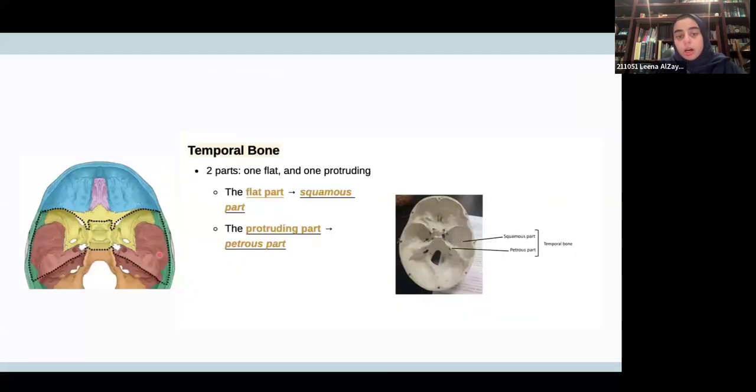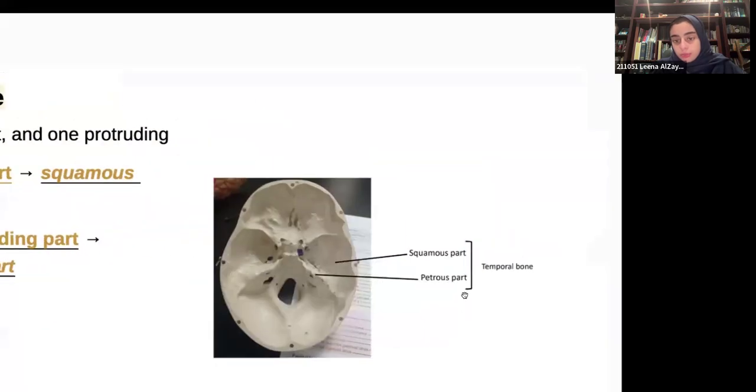Then we have the temporal bone, which is the red part. It has a flat part and a protruding part. The flat part is called the squamous part, and the protruding part is called the petrous part. And you can see it here in the model. This is the squamous part, and this is the petrous part.